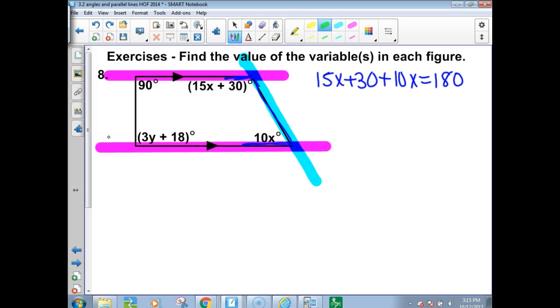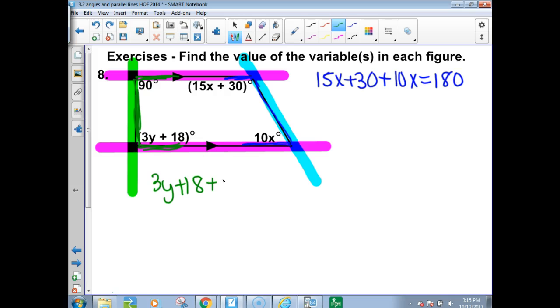Then I'm going to say, well, how am I going to figure out y? There's a couple of ways, but let's look over here at this transversal, which is different than this one. This pair of angles over here is also on the same side of that green transversal, so they add up to 180. 3y plus 18 plus 90 is equal to 180 also. So you're going to solve that to find your y value.